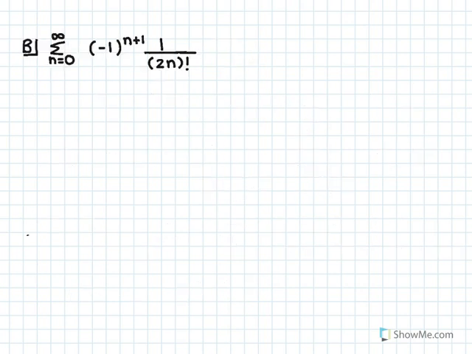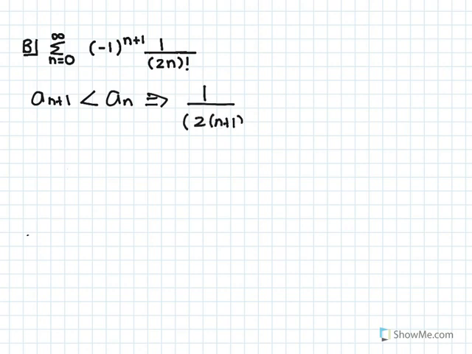All right, let's look at number B. Here we have the summation from n equals 0 to infinity of negative 1 to the power of n plus 1 times 1 divided by 2n factorial. Let's first check the conditions for the alternating series test. Those two conditions are: the terms have to be decreasing in magnitude, a sub n plus 1 is less than a sub n. That means 1 divided by 2 times n plus 1, close off the brackets, factorial should be less than 1 divided by 2n factorial, which is the nth term.